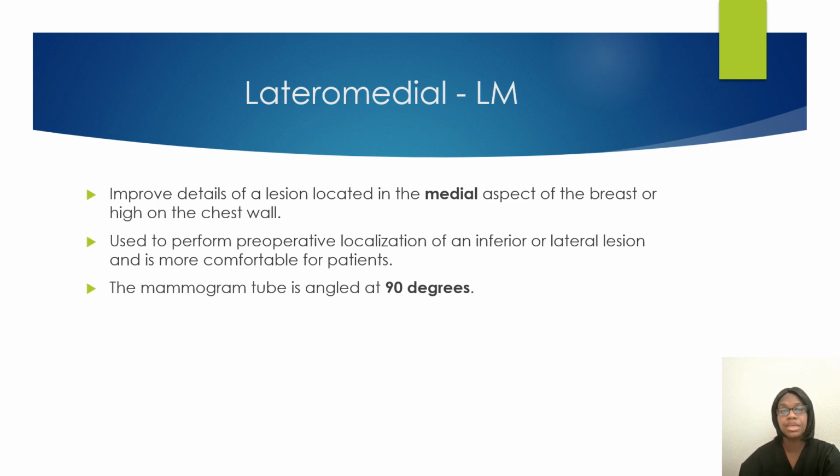For your lateral medial, this is going to improve details of a lesion located in the medial aspect of the breast or high on the chest wall. The mammogram tube has to be turned to a 90-degree tube angle in order to image this. It is normally used to perform preoperative localization procedures of an inferior or lateral lesion that is more comfortable for patients.